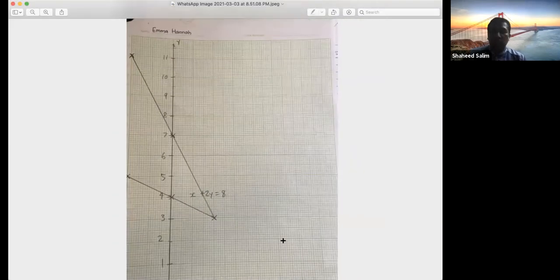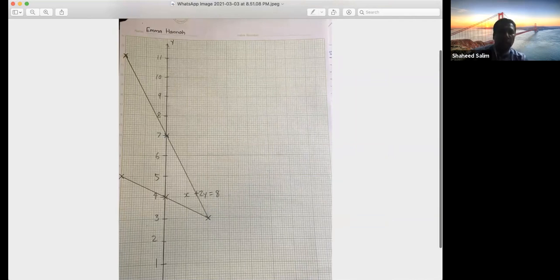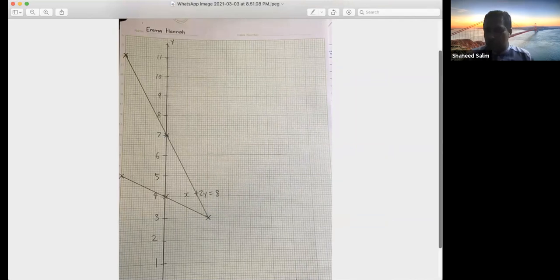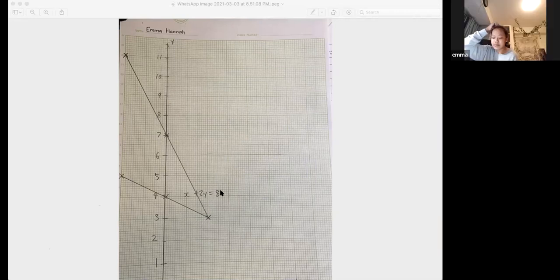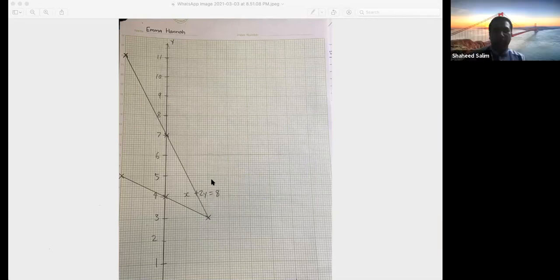So I need to see what's the question. Okay. The first one is this one, x plus 2y equals to 8. Is it this one here or the top one? Okay, I know which one. You see, you must know the skill. You must know the skill.